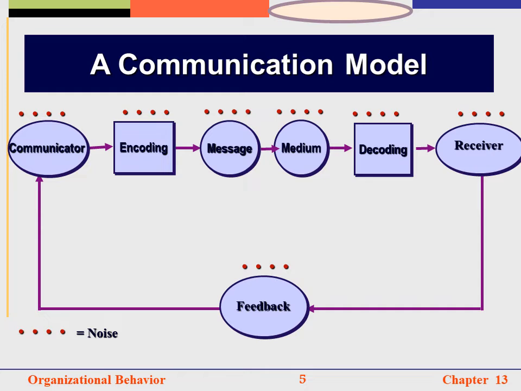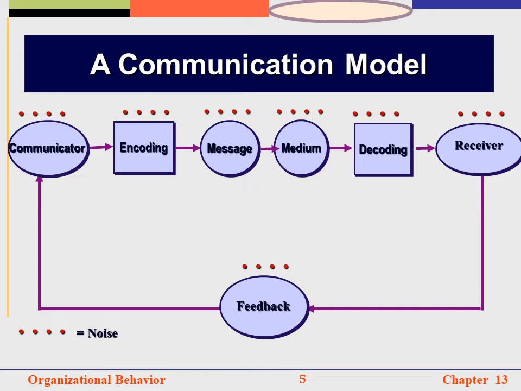This is the noise. The noise might happen if the communicator's voice is low, maybe the encoding itself, putting the ideas into a message, maybe it's wrong or not understandable, right? The message itself might not be clear. The medium that we use maybe it's not right for the message. And lastly, the decoding of the receiver maybe has an error of perception. And as we said, the feedback may be direct or indirect. So again, the indirect feedback maybe takes more of an error or maybe more of a noise.